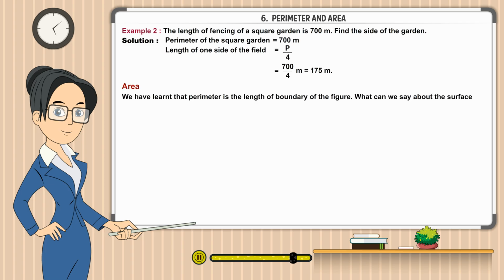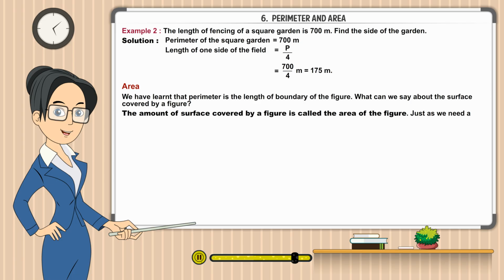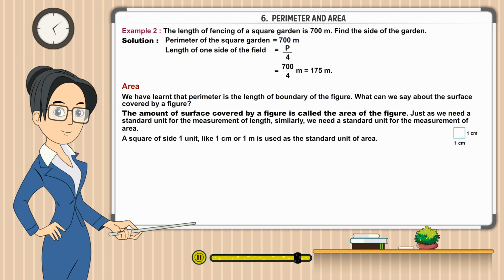Area. We have learned that perimeter is the length of boundary of the figure. What can we say about the surface covered by a figure? The amount of surface covered by a figure is called the area of the figure. Just as we need a standard unit for the measurement of length, similarly, we need a standard unit for the measurement of area. A square of side 1 unit, like 1 centimeter or 1 meter, is used as a standard unit of area.